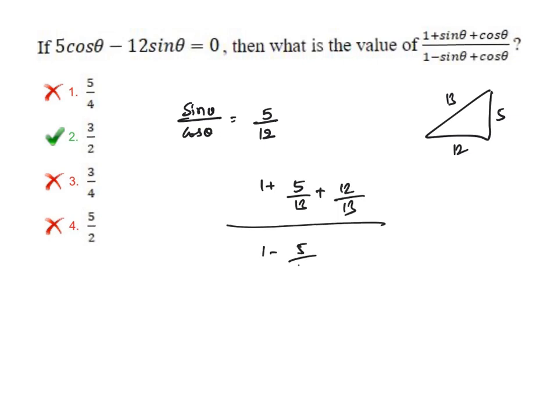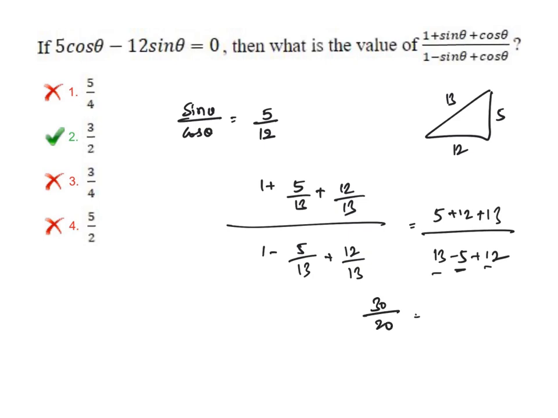1 minus 5 by 13 plus 12 by 13. So this becomes 5 plus 12 plus 13. This becomes 13 minus 5 plus 12. 25 minus 5, 20. So you have 25 plus 5, 30. 30 by 20. The ratio is 3 by 2. That's 3 by 2 is your answer here.